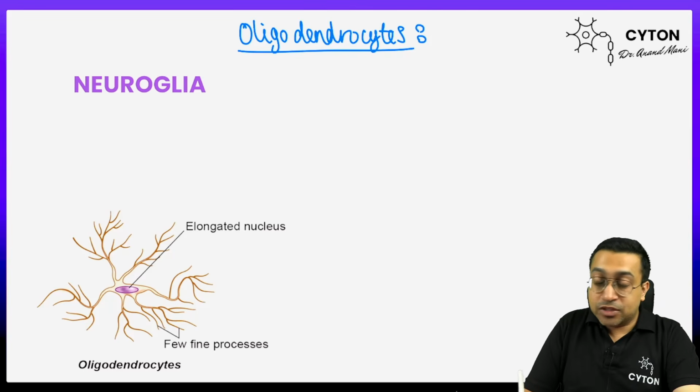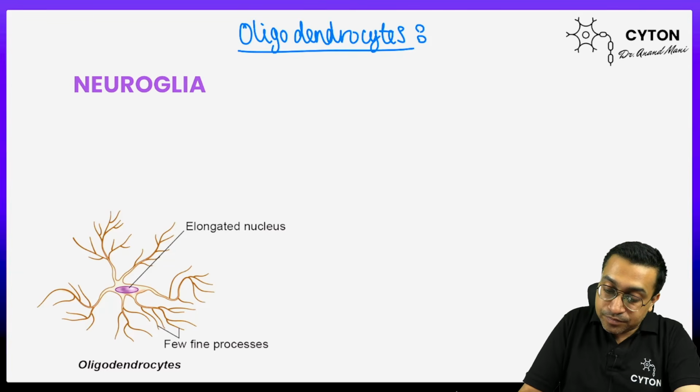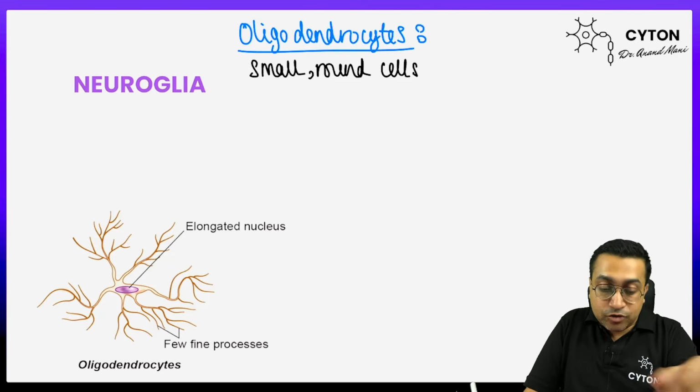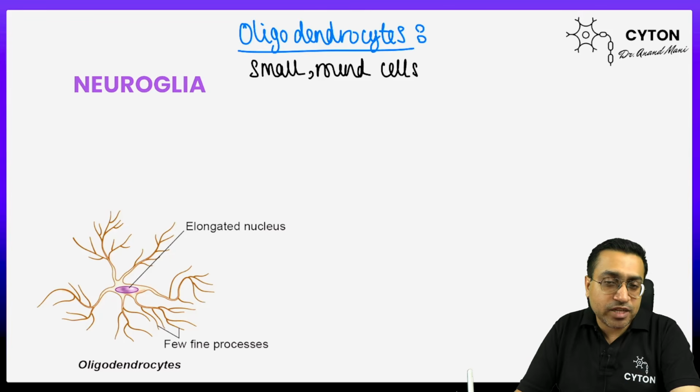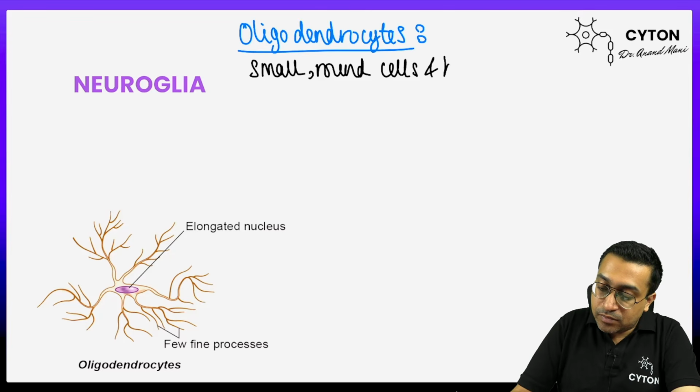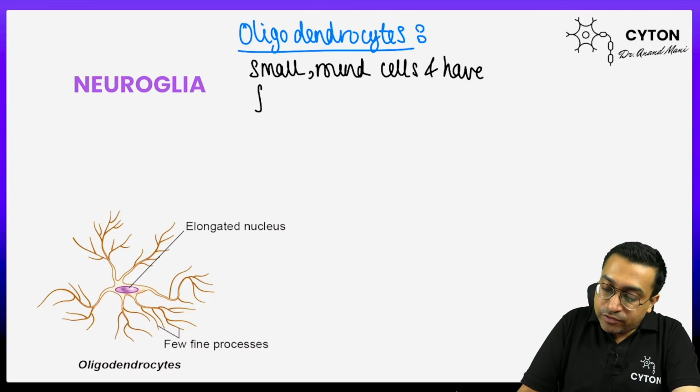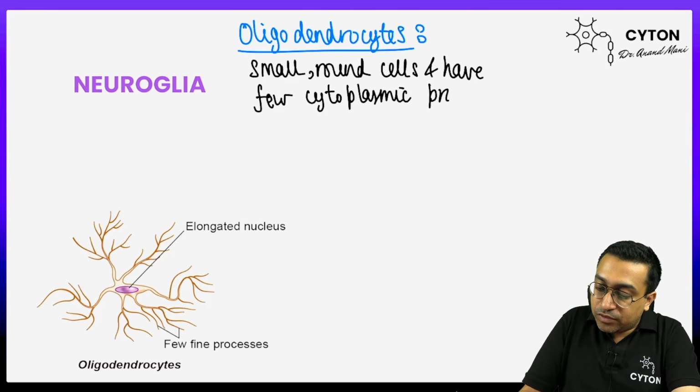Now these oligodendrocytes, they are small round cells. You can see in the photo also, they are small round cells and they have very few cytoplasmic processes.